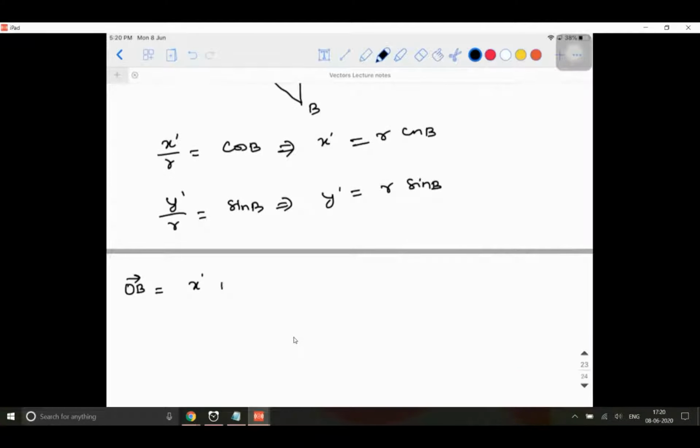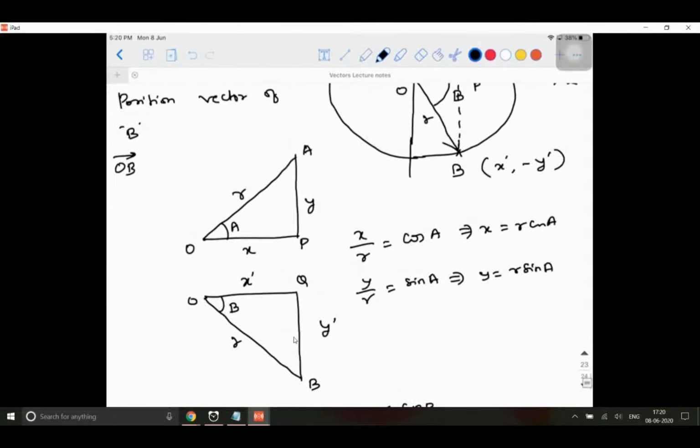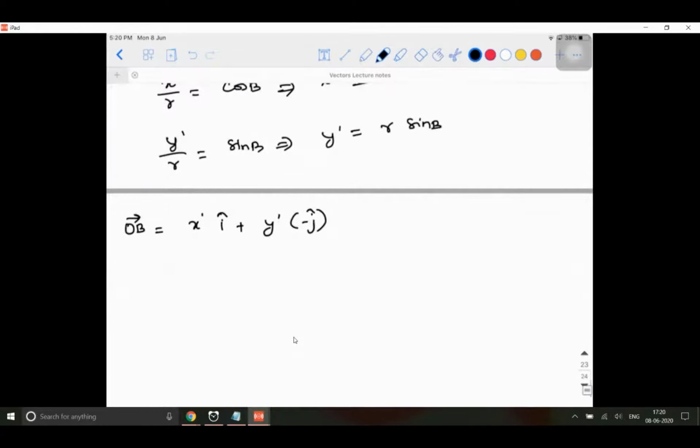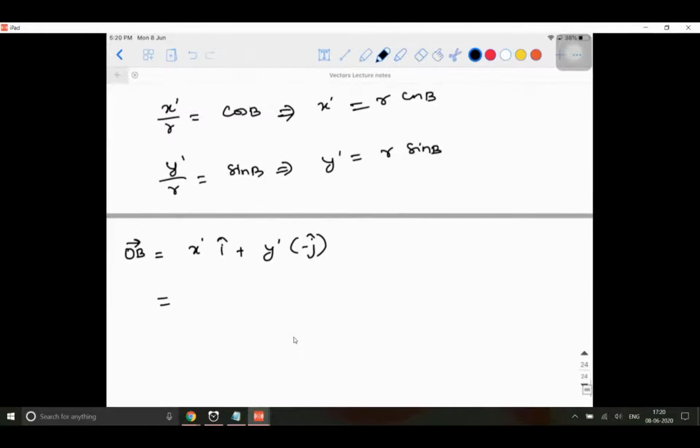OB vector is x dash i cap plus y dash. Can I write it as minus j cap? Yes, because x dash is positive, y dash is negative. That's why I wrote minus j cap. So OB vector is going to be r cos B i cap plus r sin B in the direction of minus j cap. Can I write it like this?